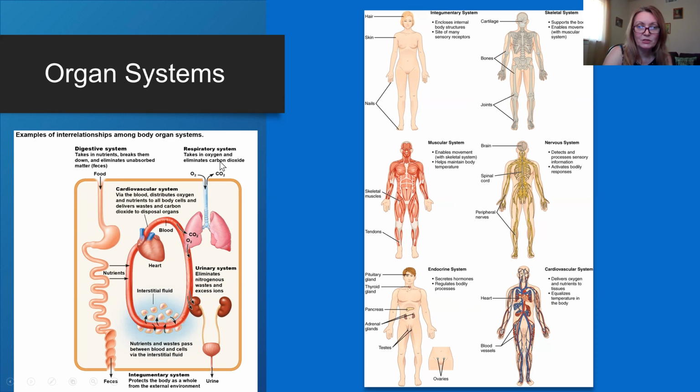Then you have the respiratory system that takes in oxygen and eliminates carbon dioxide. You have the urinary system that eliminates nitrogenous waste and excess ions, and also keeps your water balance. And here it shows you have your cardiovascular system that via the blood distributes that oxygen and nutrients to all your body cells, and delivers waste and carbon dioxide to disposal organs.